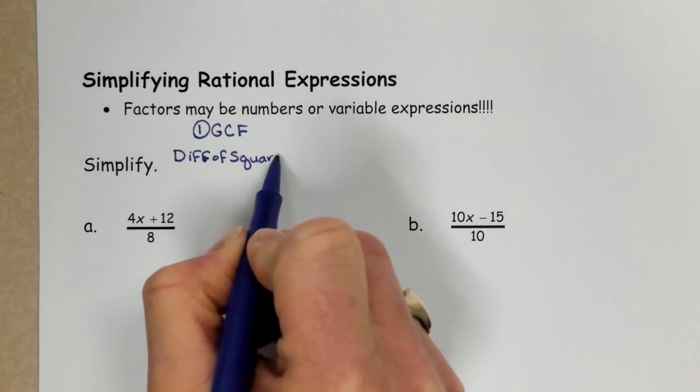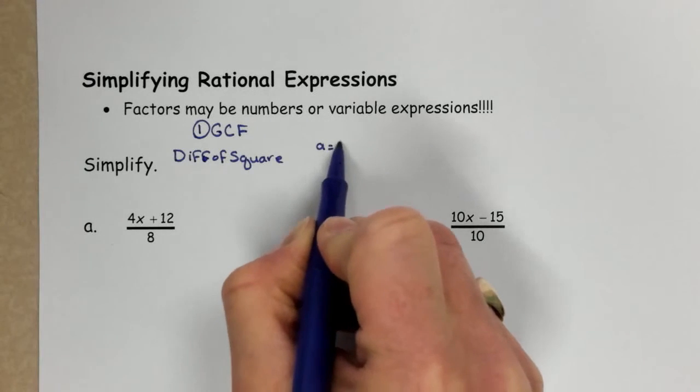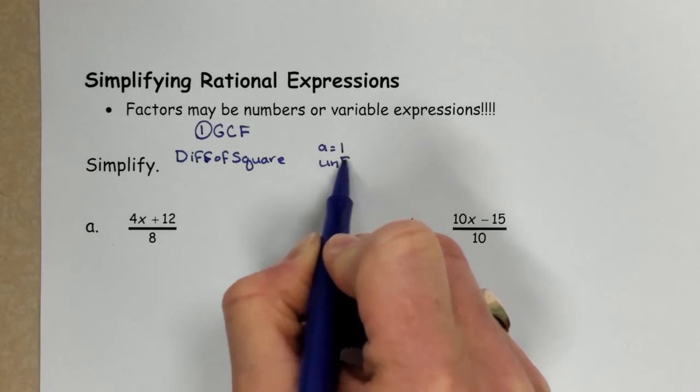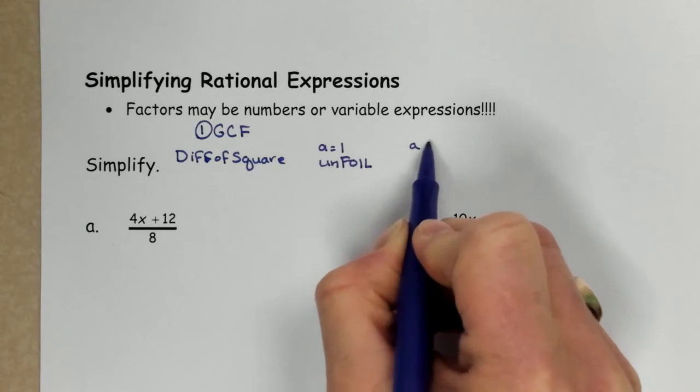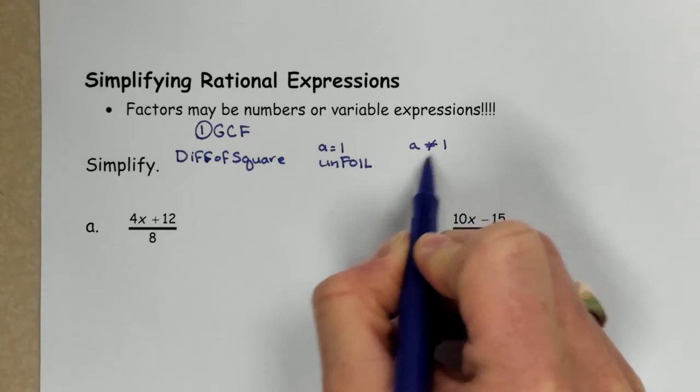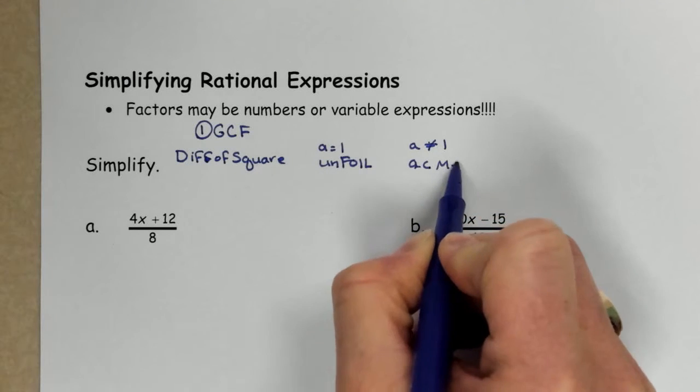Or maybe you can just unfoil if a equals 1. Or if a is not a 1, then you might have to do AC method.